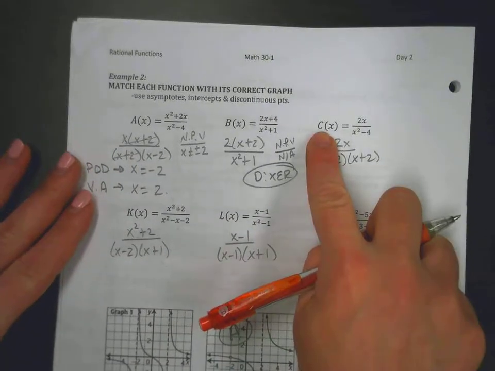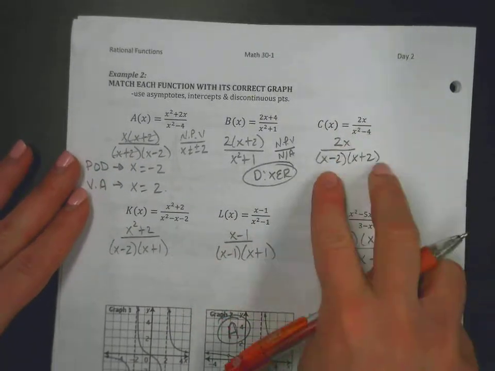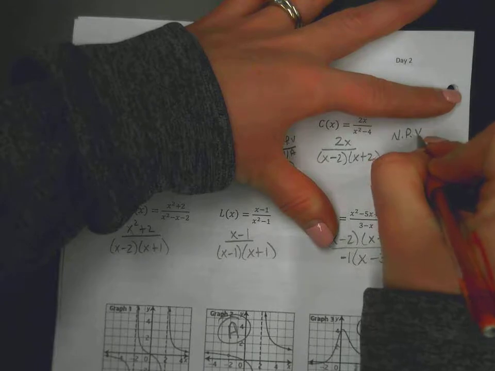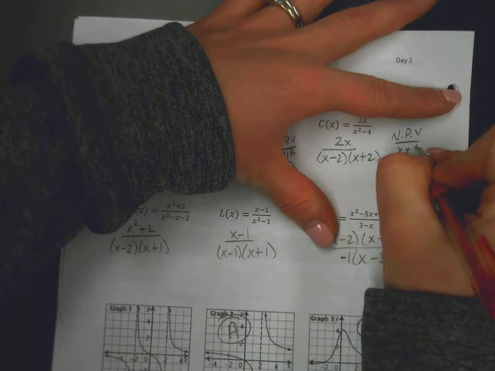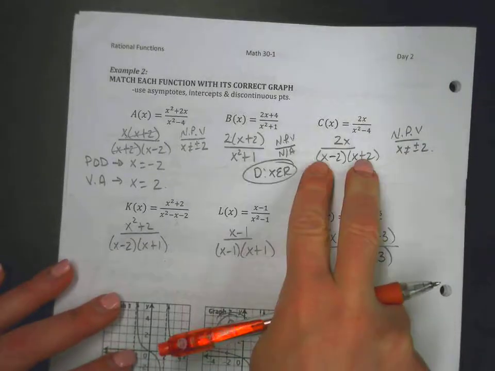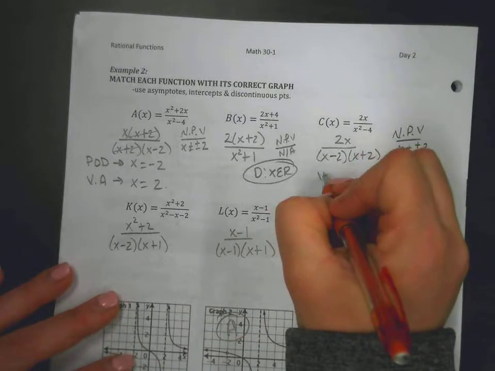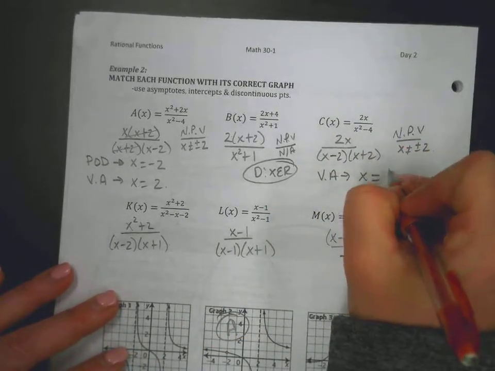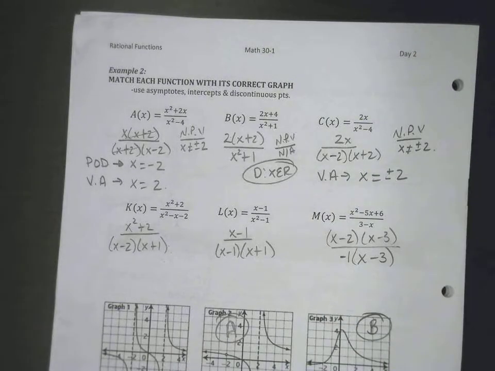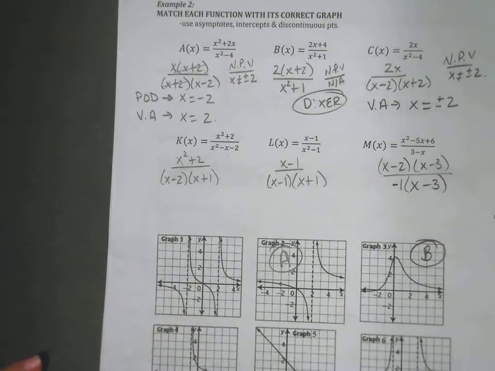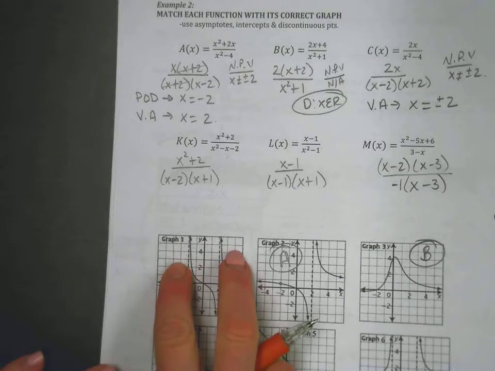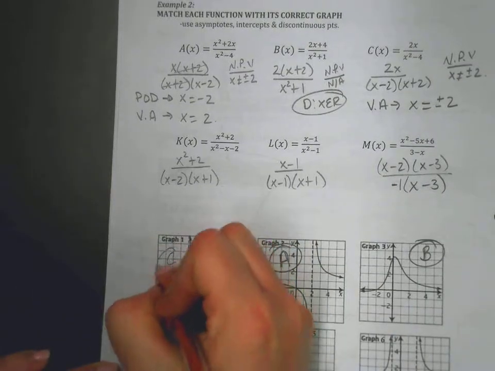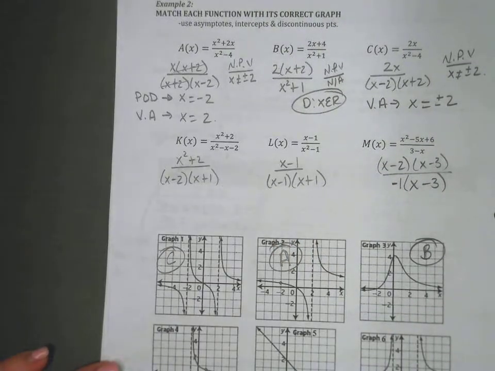All right, graph C. My non-permissible values are x cannot equal plus or minus 2. Neither of them cancel, so that means I have vertical asymptotes at both negative 2 and positive 2. So which graph does that line up with? Negative 2 and positive 2 would be graph A, so this has to be matched with C.